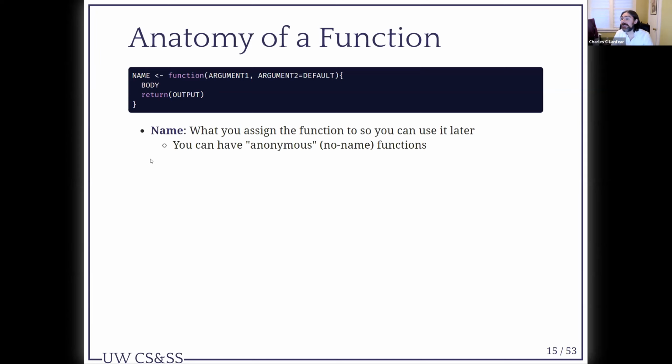So names are like names of anything else in R. This is just what you assign a function to so you can use it later. Something unusual about functions, if you think about it hard enough, is that you don't actually have to give a function a name. If you want to use it right away, you can do what's called an anonymous function. This is writing a function and not assigning it to a name and just running it. I'll show some examples of that later. We've actually been doing it all term without me calling it anonymous functions.